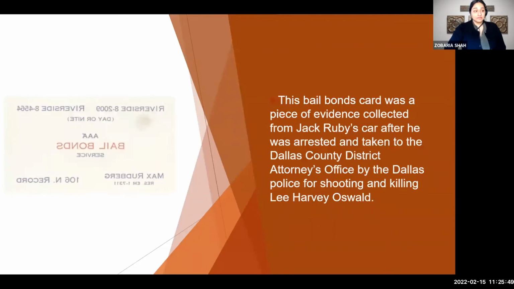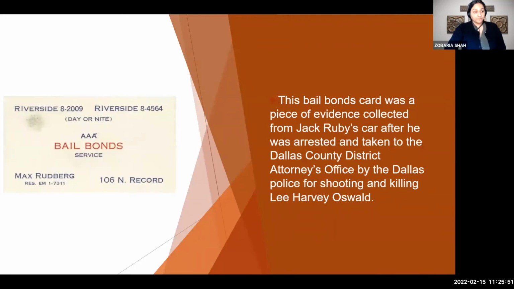This is the bail bonds card. A bail bonds is folks who will, if somebody goes to jail, pay to bail you out, essentially pay the court to get you out of jail. This bail bonds card was a piece of evidence collected from Jack Ruby's car, and he was arrested and taken to the Dallas County District Attorney's Office by the Dallas police for shooting and killing Lee Harvey Oswald.